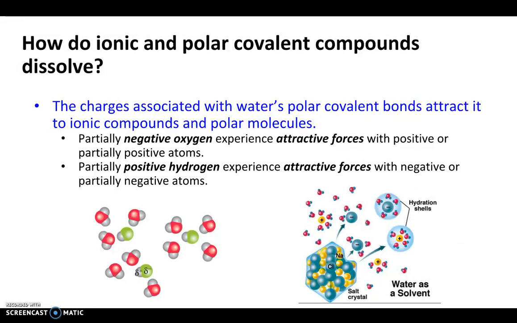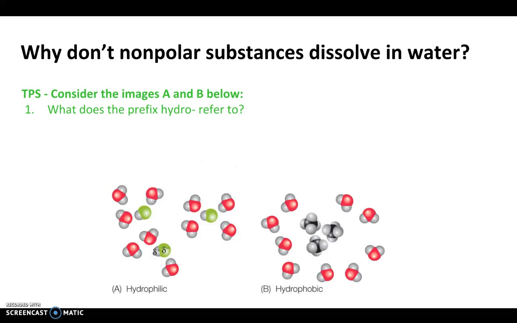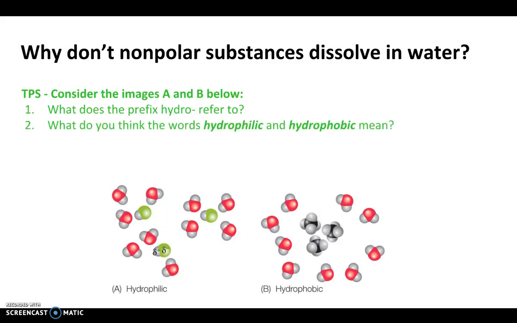So the charges associated with water's polar covalent bonds attract it to ionic compounds and polar molecules. So the negative attracts to the positive on the other one, and vice versa. So we've looked at that in great detail at this point. So we also talked about why nonpolar substances do not dissolve in water. And we considered some hydrophilic interactions and some hydrophobic interactions. And we talked about hydro referring to water, and that hydrophilic meant water loving and hydrophobic meant water hating. And some of you said water fearing, kind of the same thing.